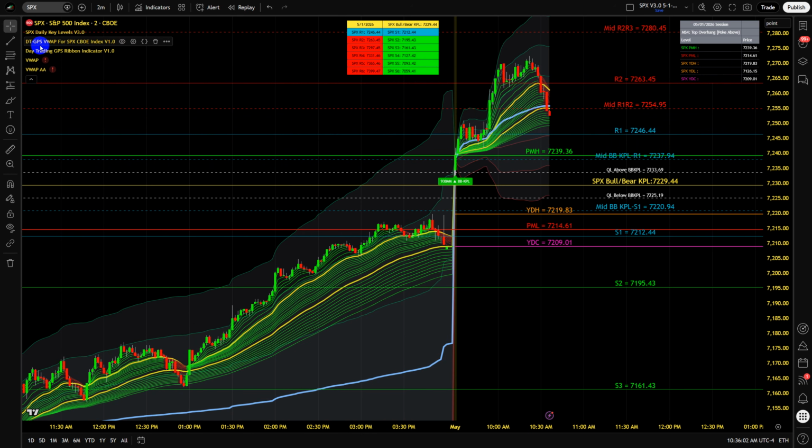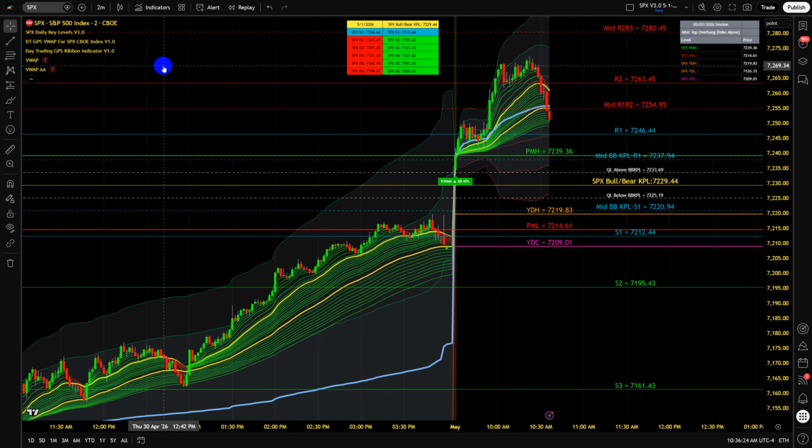So what our Day Trading GPS VWAP for SPX CBOE does is that it uses an external data source outside of that to provide the volume data for SPX CBOE or XSP CBOE, so that you can actually have a VWAP while on this chart.